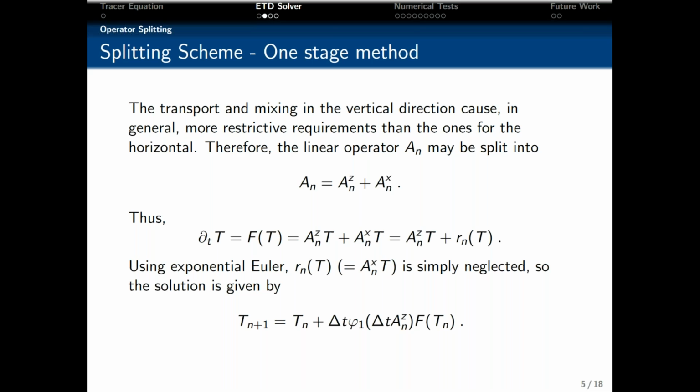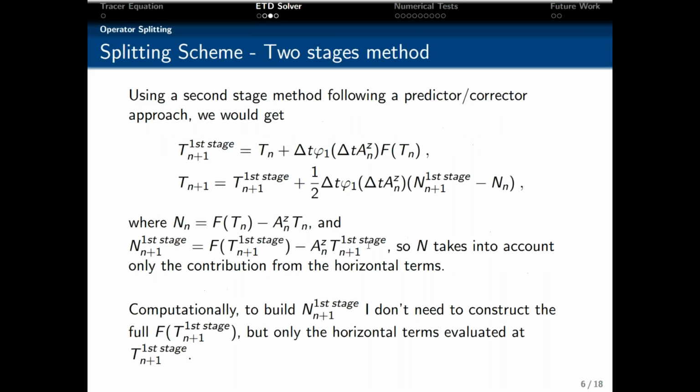Therefore, we said, let's split the Jacobian in two parts, a contribution given by the vertical terms and a second contribution given by the horizontal terms. At this point, you can see N(t) as a remainder, which will be linear, for example, in our test cases. At this point, you can simply neglect your remainder, and so with exponential Euler, you have a first-order accurate method. Or if you want to have more accuracy, you can add a second stage.